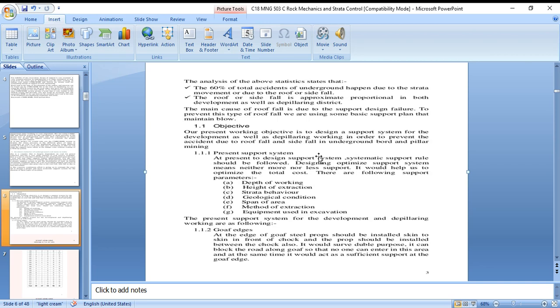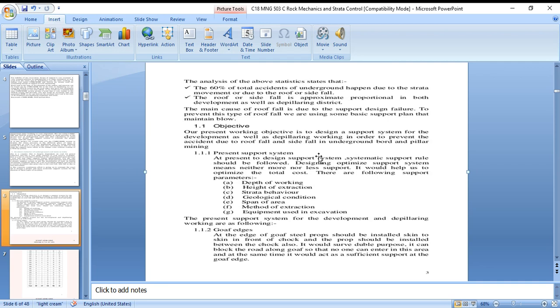There are the following support parameters. The depth of the working is one parameter. Height of the extraction is another parameter. Strata behavior is another parameter. Geological conditions are another parameter. Span of the area is one parameter. Method of extraction and equipment used in the excavation are also parameters.